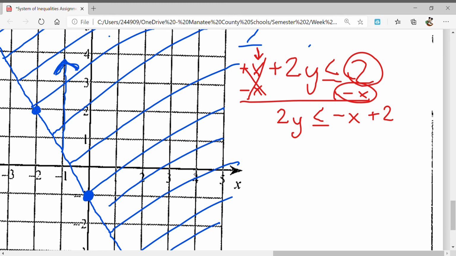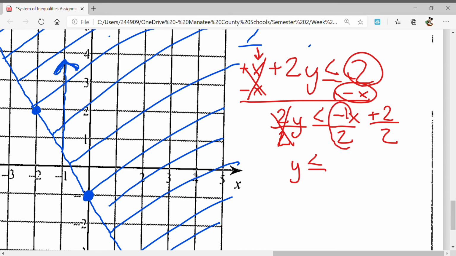Then we're getting rid of this 2. You read that as 2 times y, so I'm going to do the opposite, divide by 2 on both sides, then we get our y. We divided by a positive number, so since that number is positive 2, we do not flip the sign, it stays the same. And then we can do our simplifying.